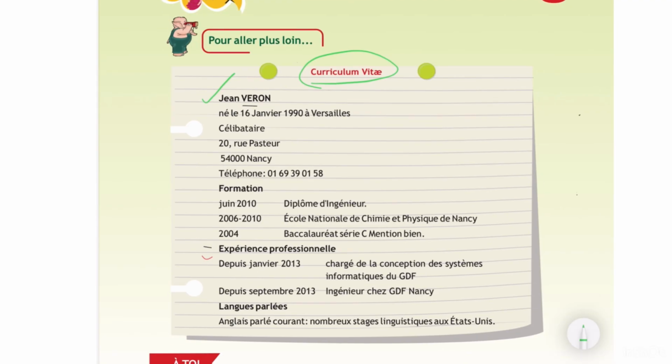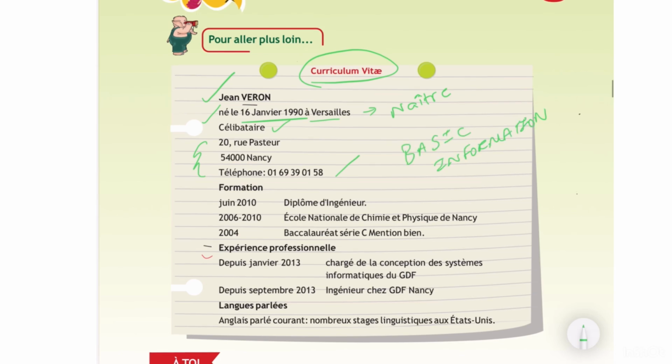Our basic information. So firstly, we have né, that is your verb naître, to be born. It is conjugated in passé composé. Okay, and then you just have the date and the place, that is Versailles. Then his status, that is célibataire, single, and then his address. Okay, and then you'll find his telephone number. All of this basically is very basic information. Okay, so whoever is hiring you, they need to know, where are you from? Maybe how old are you and where you live and stuff like that.